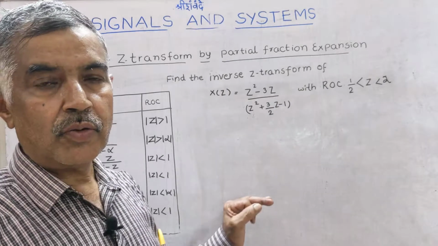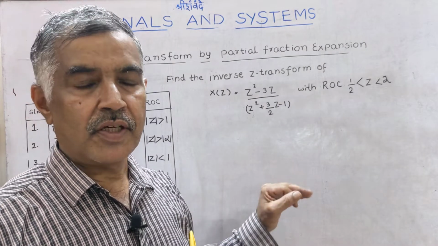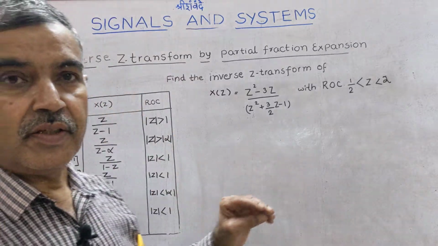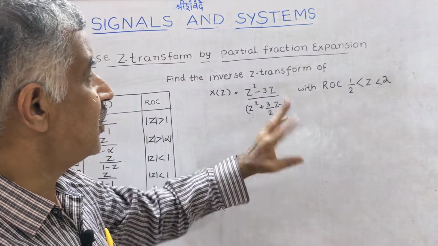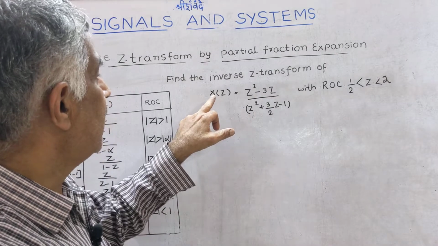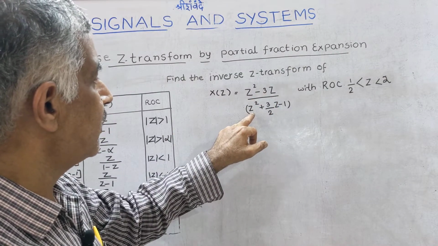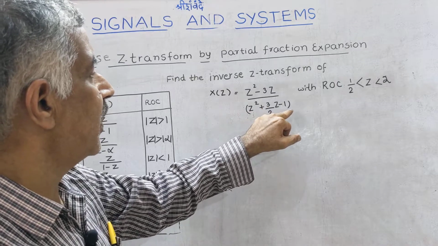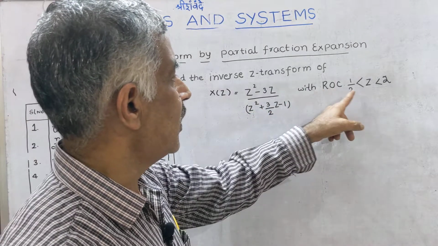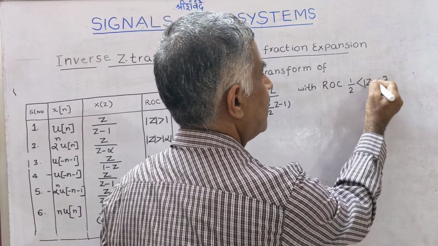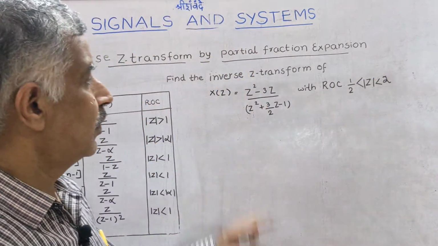So today I will work out the last problem on inverse Z transform by partial fraction method, by slightly changing the ROC. X of Z equal to (Z square minus 3Z) divided by (Z square plus 3 by 2 Z minus 1) with ROC half less than mod Z. You can write mod Z less than 2.